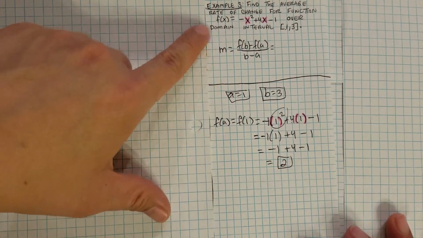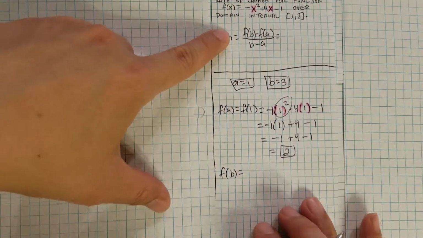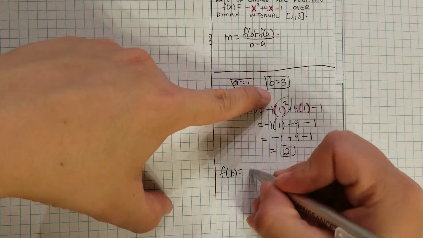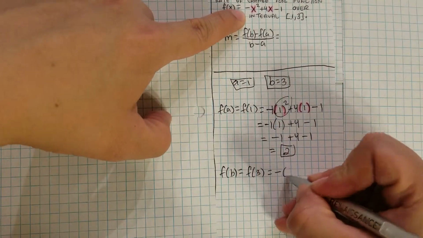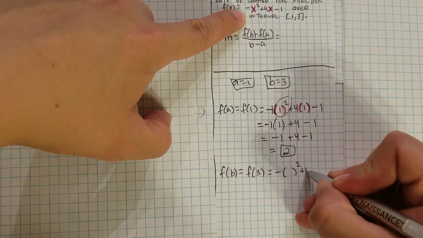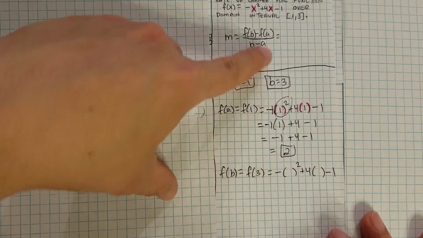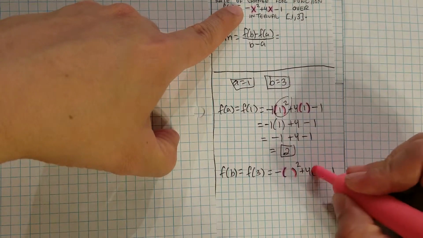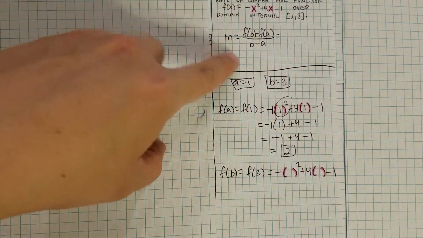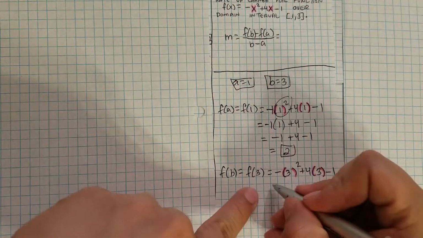Now we got to do it again. Let's figure out what f of b is. So f of b is whatever we get when we plug in b, which in this case is whatever we get when we plug in 3. So we plug it into that function again. It's going to be negative something squared plus 4 times something minus 1. So we replace that. All those parentheses is where the x used to be. But now we're going to replace that x with the value that we want, which in this case would be 3. So plug in 3 there, plug in 3 there, because that's b.